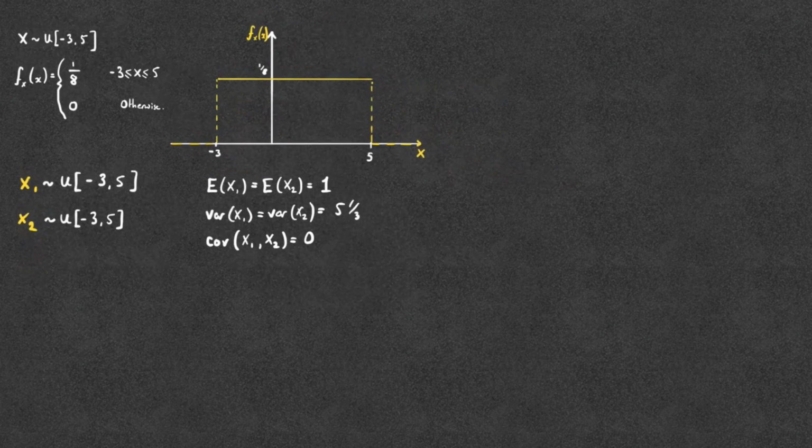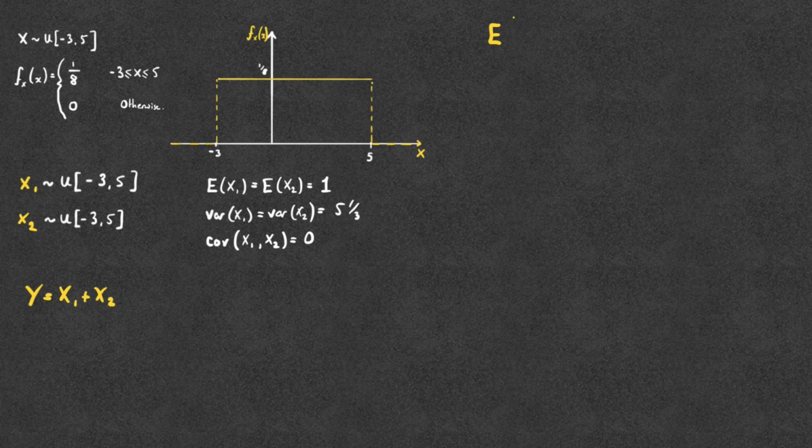So we construct a new variable y, which is just equal to x1 plus x2. And we want to know what the expectation and variance of y is going to be. And in order to do this, we just need to think about some of our rules of expectations and variances.